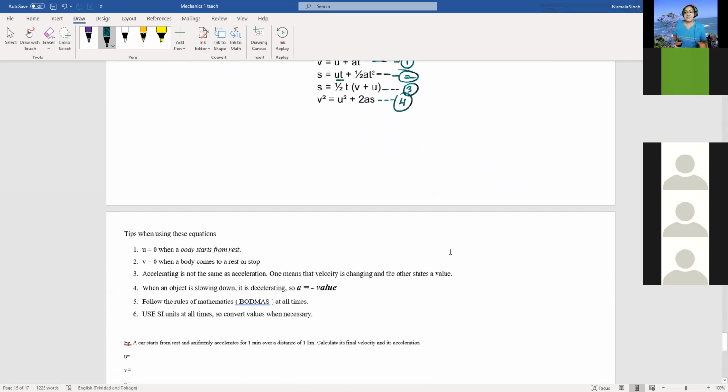Tips when using these equations. Now, these are tips I have come up with and you use when you are doing your questions. When we have a body starting from rest, what does rest mean? Rest means not moving. It's just there, sitting on the ground, parked up on the ground or whatever, right? So once something starts at rest, that means that its first velocity, or its initial velocity, is 0, because when something is not moving, its velocity is 0.